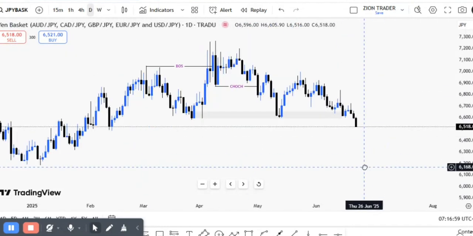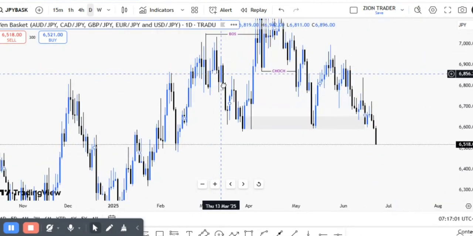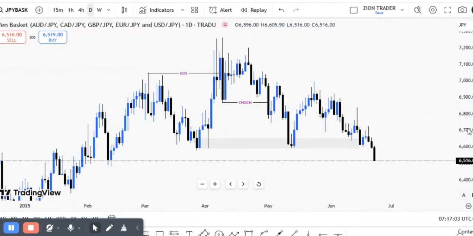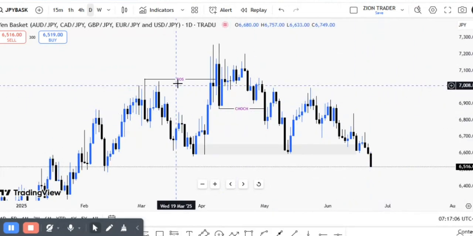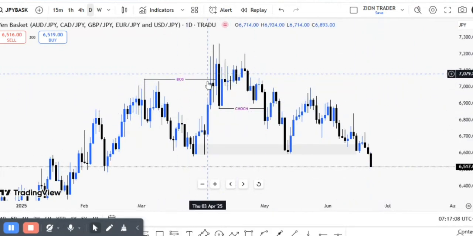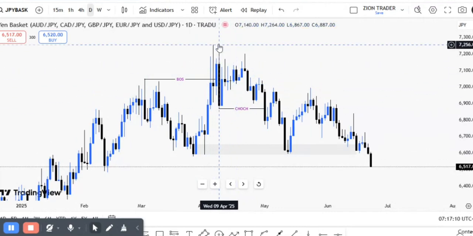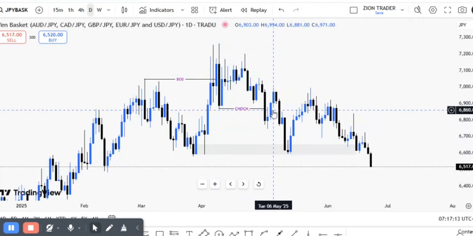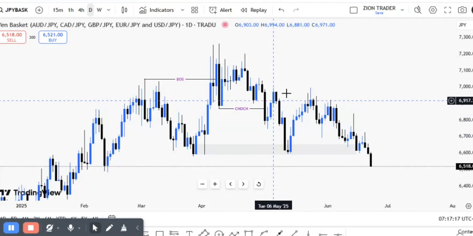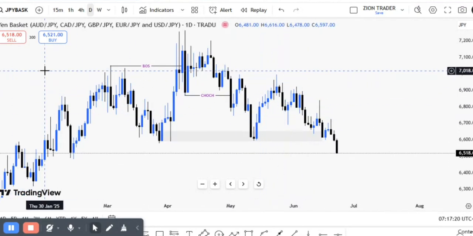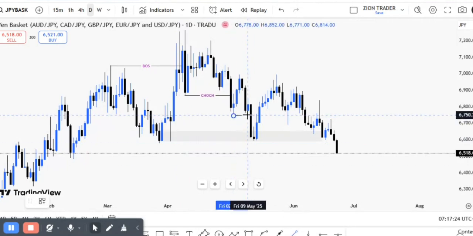On the daily time frame, we can see that there was a break of structure, like I told you guys in my last video on JPY. I told you there was a bullish break of structure, but then we can see a change of character formation. A change of character, I always tell you guys, is a potential reversal about to happen, but then a break of structure confirms the reversal. So we actually had a bearish break of structure right here, which confirms that the trend is bearish.